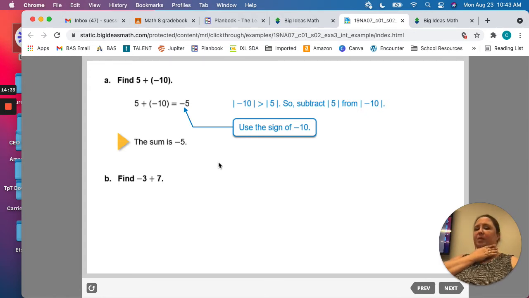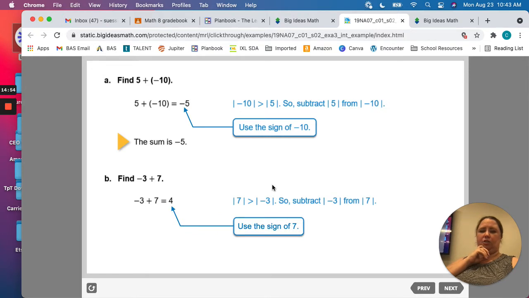Okay, for B, we have a -3 plus 7. Which sign is going to win? 7. So it's going to be a positive answer. So -3 plus 7 equals, correct, the answer should be 4. The sum is 4.